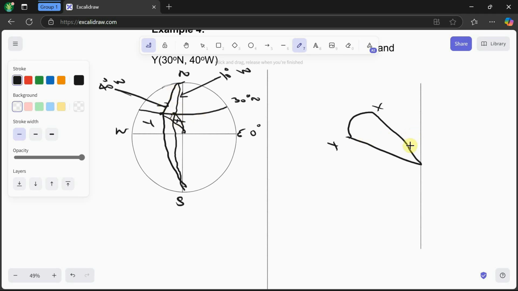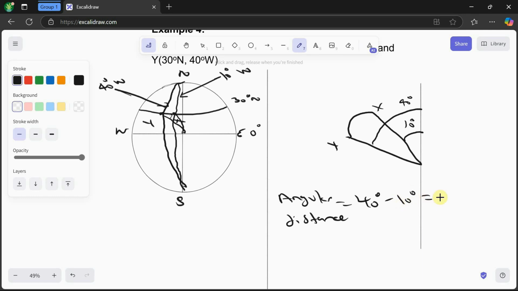So this place here is 10 degrees, and then the other side is 40 degrees. So this side here is 40 degrees, right? So the angular distance between x and y, if here is 40 and here is 10, and this is what we're looking for, so what will our angular distance be? Great, it will be 40 degrees minus 10 degrees, and that will give me 30 degrees.